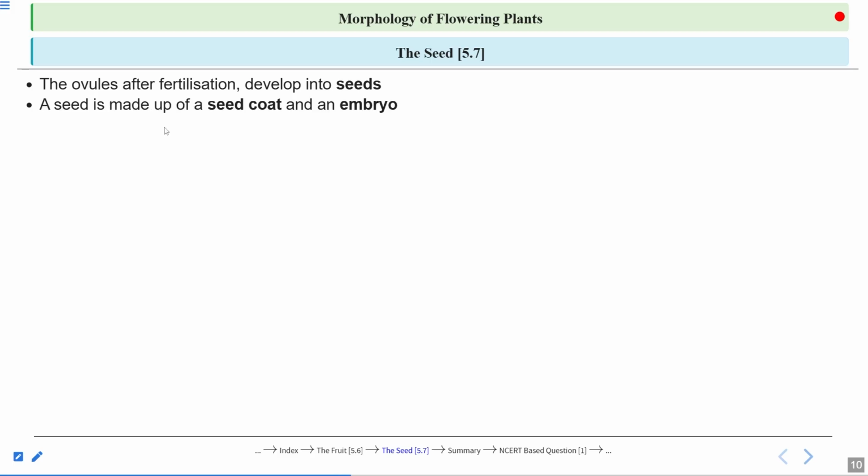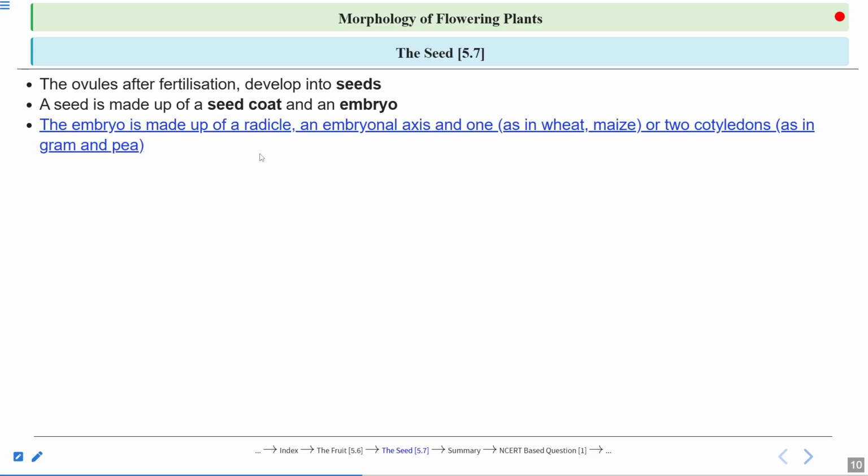A seed is made up of a seed coat and an embryo. So now we will discuss the seed. If you see the seed structure, first of all, what structure do you see? The seed is covered by a coat-like thing. It has a covering, right? And that covering is called the seed coat. And there is also an embryo inside the seed.